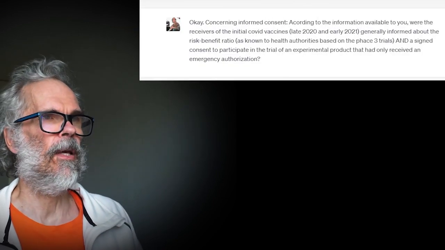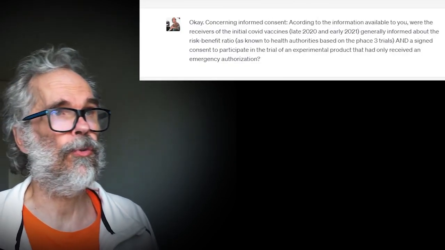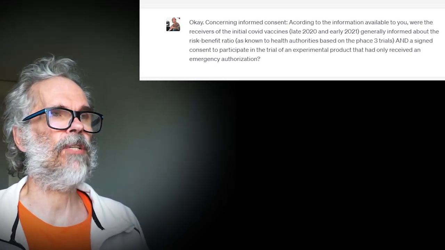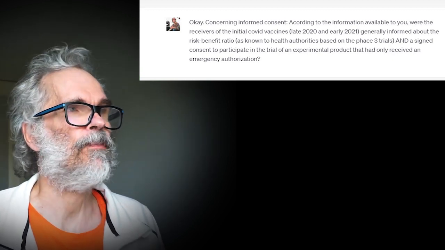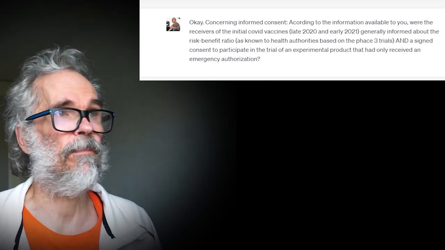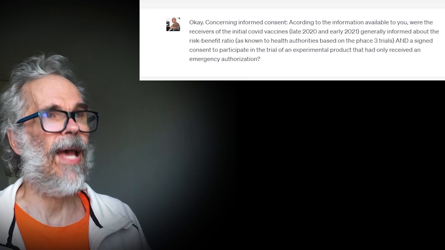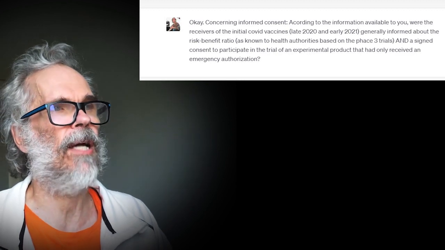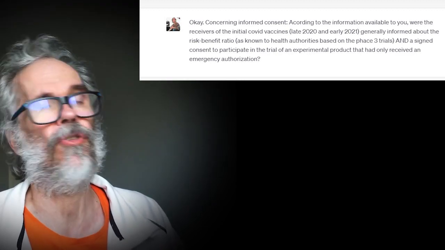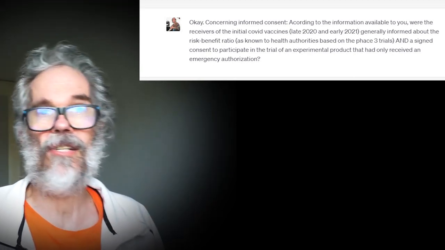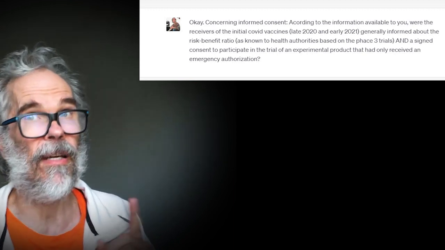Concerning informed consent, now we are moving to the next question. According to the information available to you, were the receivers of the initial COVID vaccines in late 2020 and early 2021 generally informed about the risk-benefit ratio, which was known to health authorities based on the phase 3 trials, and assigned consent to participate in the trial of an experimental product that had only received an emergency authorization? And what we hear as an answer from ChatGPT is very, very interesting.